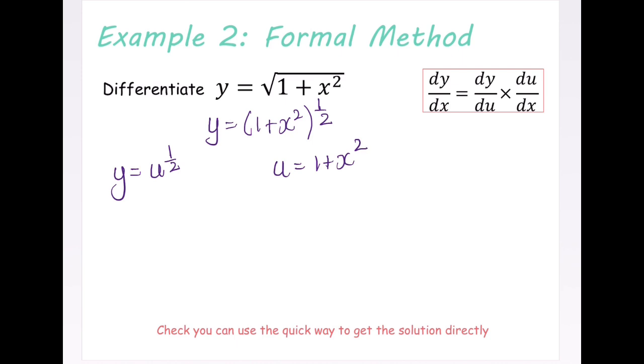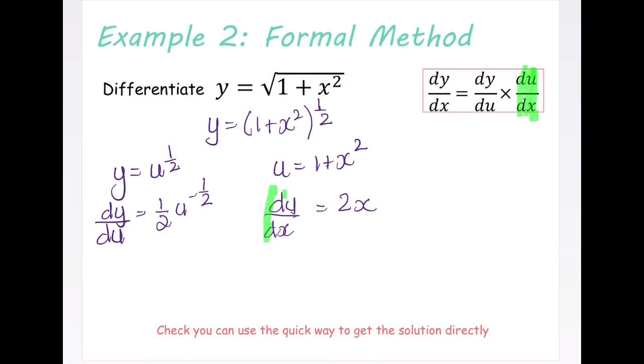Okay, let's do the individual differentiation. So dy by du is a half u to the minus a half. du by dx ends up being 2x. du by dx, we've got that over here. And we need dy by du, and I've got that over here. Okay, let's put everything together. So I've got dy by dx equals a half u to the minus a half multiplied by 2x.